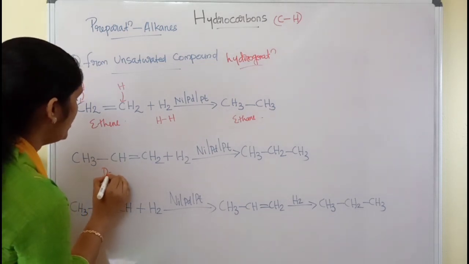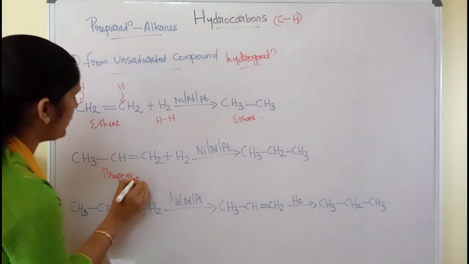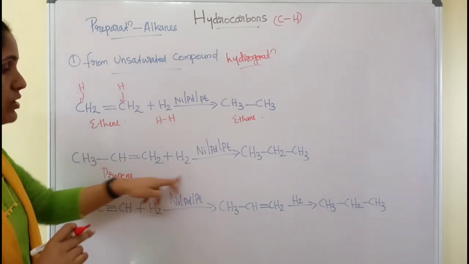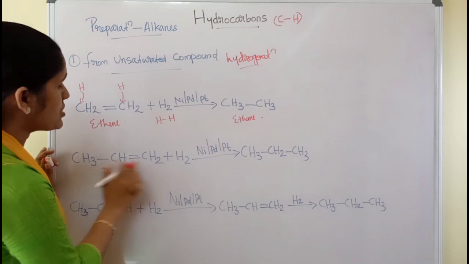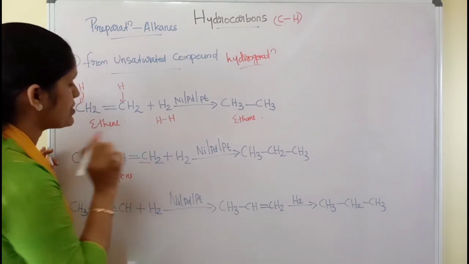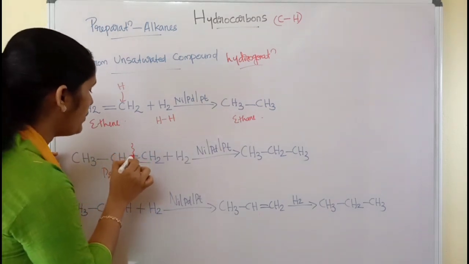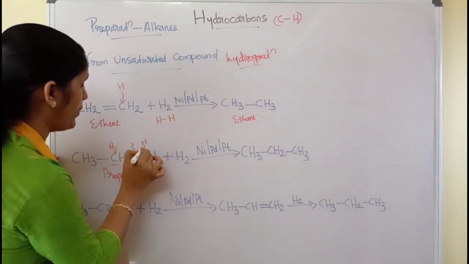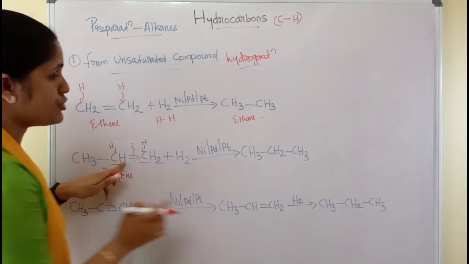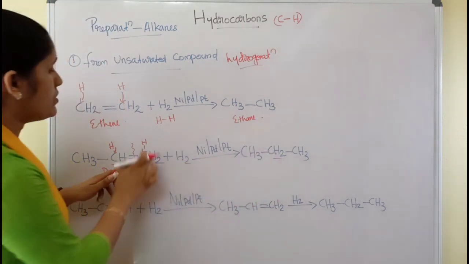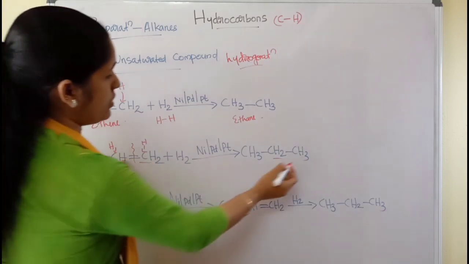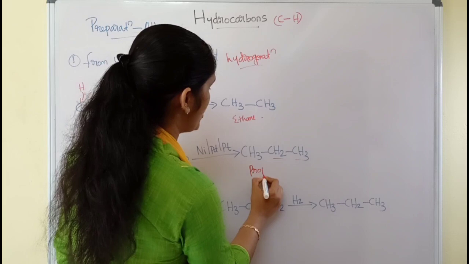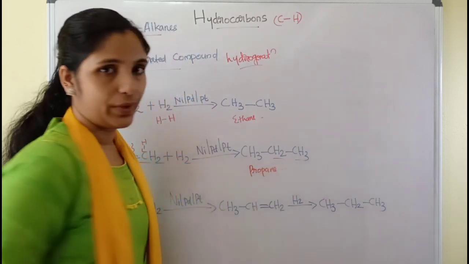This compound is propene, because it contains 3 carbons with a double bond. So propene on hydrogenation, what happens here? The change happens to the carbons which involve the double bond. This double bond will break down, and to each carbon a hydrogen is coming, so CH turns to CH2, and this CH2 will get one more hydrogen and turns to CH3. So propene on hydrogenation gives propane.